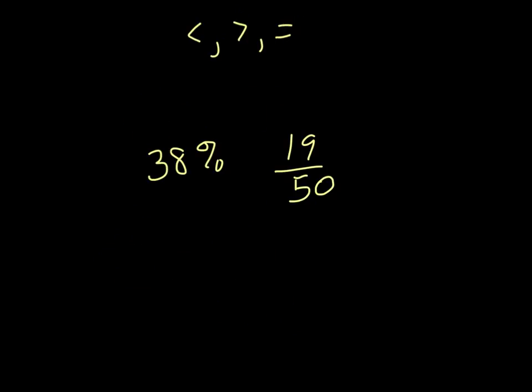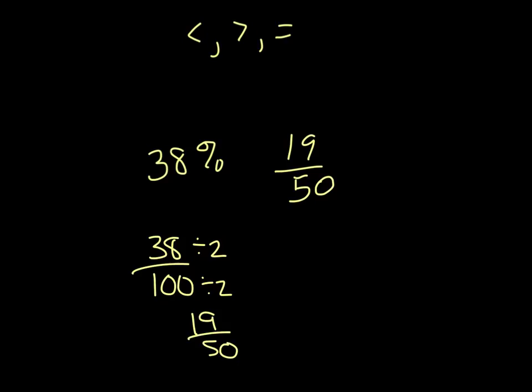I'll show you one more where we're comparing them. So if I took this 38%, I could simplify that, get it into simplest form. I see they're both even. So I'm going to divide both by 2, and that would give me 19/50. And if I look, that would be equal, so I would put my equal sign between those.